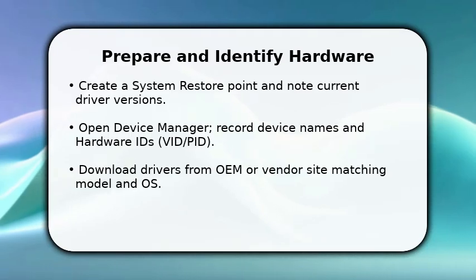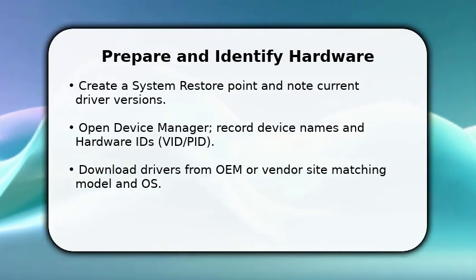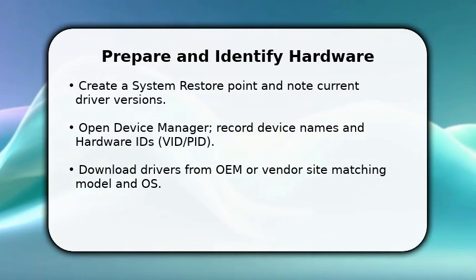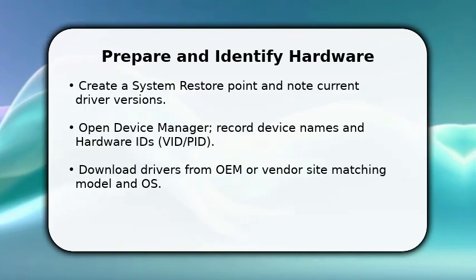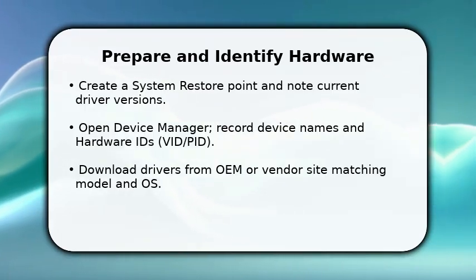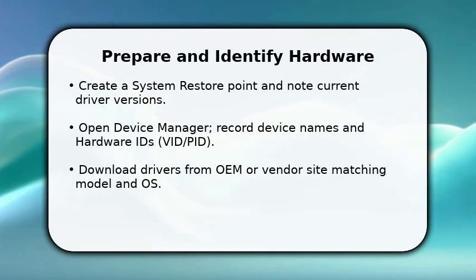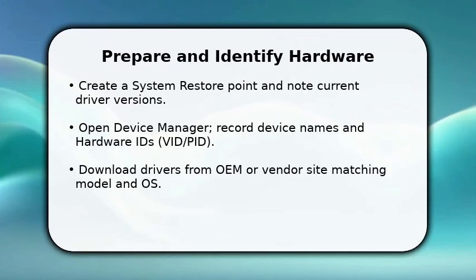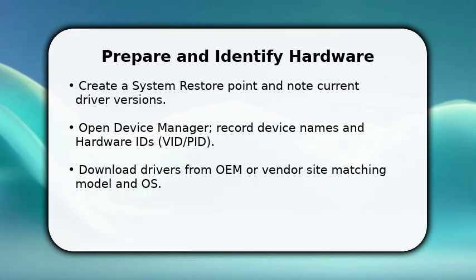You start by creating a system restore point so you can undo changes if needed. This protects your system. Next, open Device Manager and identify the exact device and its hardware ID, VID/PID, so you download the correct package. Once you have the vendor site, choose the driver that matches your OS and architecture, then download the package and any README.